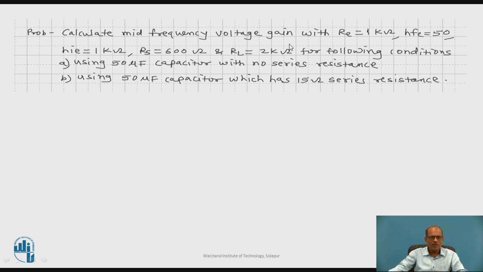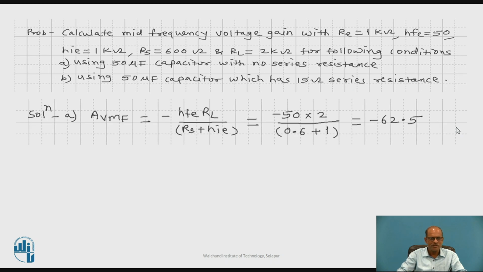Calculate mid frequency voltage gain with RE equal to 1 kilo ohm, hfe equal to 50, hie equal to 1 kilo ohm, RS equal to 600 ohm, and RL equal to 2 kilo ohm for the following condition. Part A, using a 50 microfarad capacitor with no series resistance, that is an ideal capacitor. And part B, using a 50 microfarad capacitor which has 15 ohm series resistance, that is a practical capacitor.